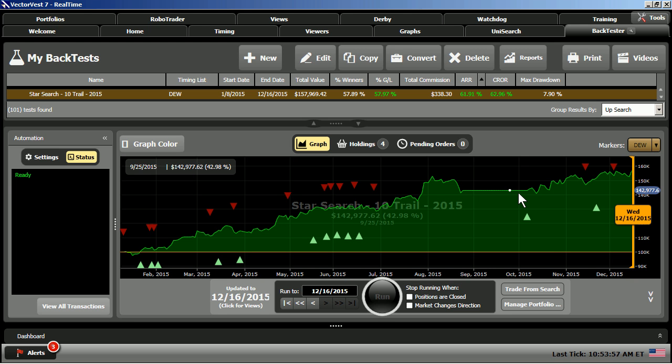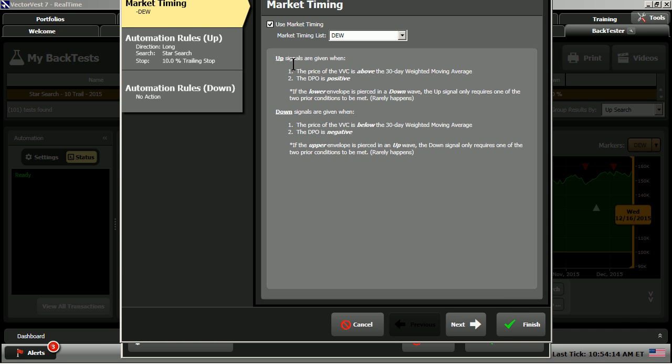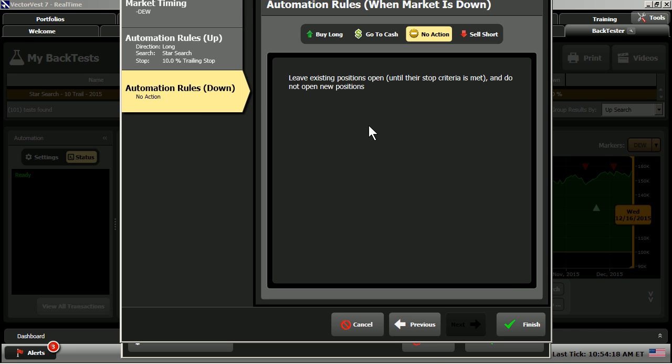And notice that there was a flat line here in September. Now, this trading system doesn't necessarily go into cash at a down signal. But what we do, and let me click on edit here quickly and go to custom trading system and go to the automation rules for the down situation. Anytime a DEW signal turns down, we just take no action. We don't close all of our positions, all of our bullish positions.